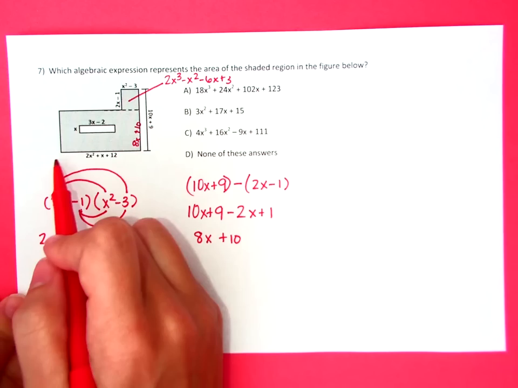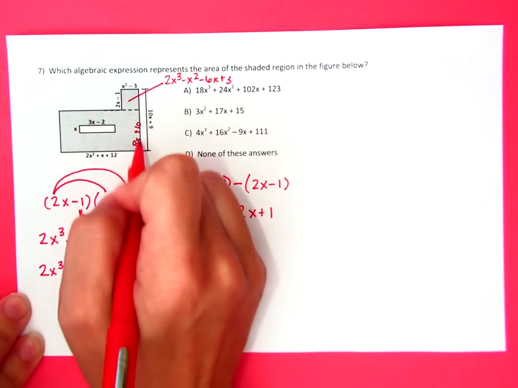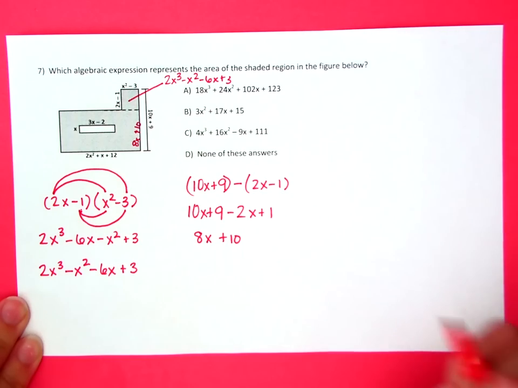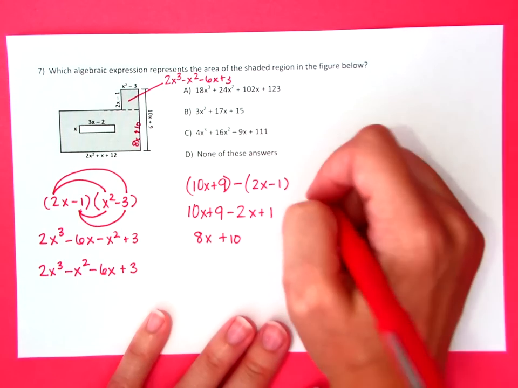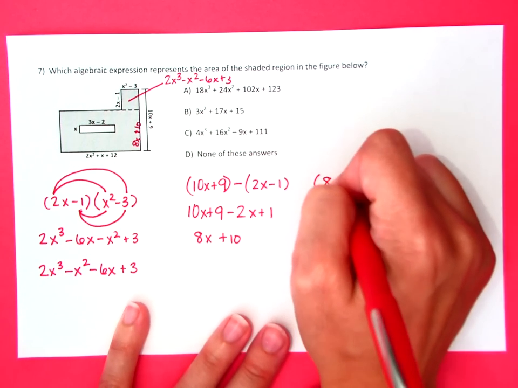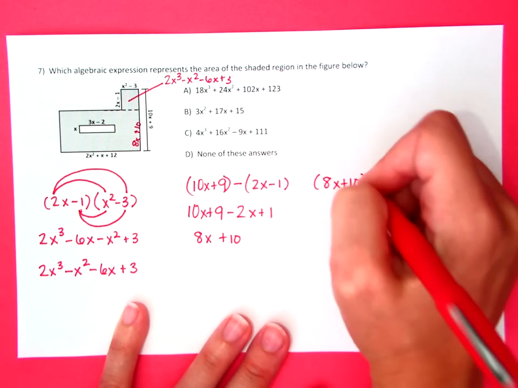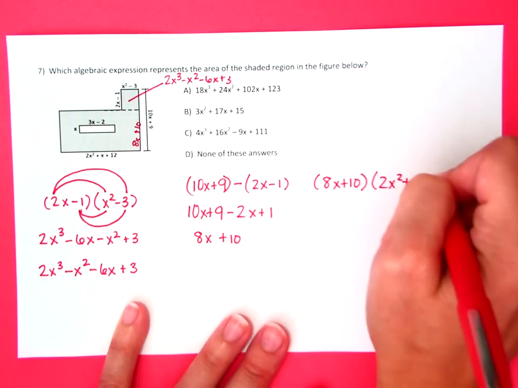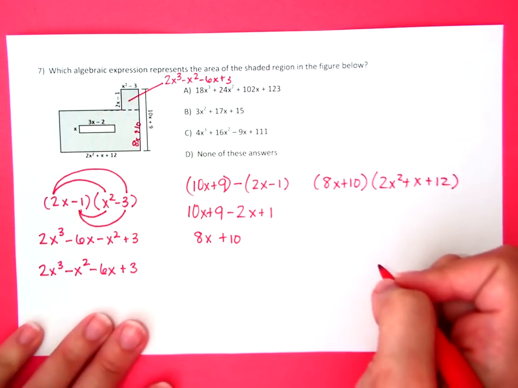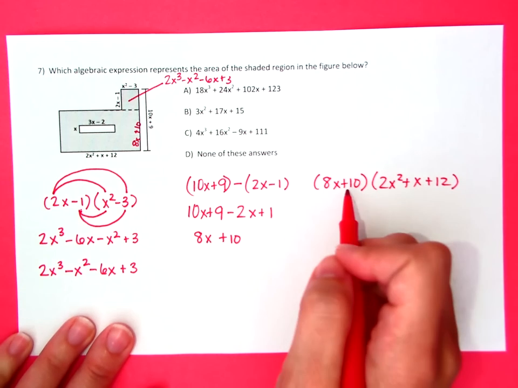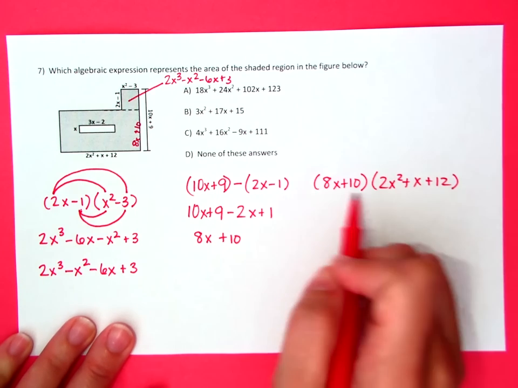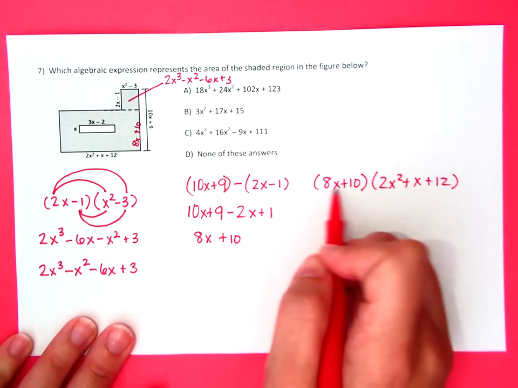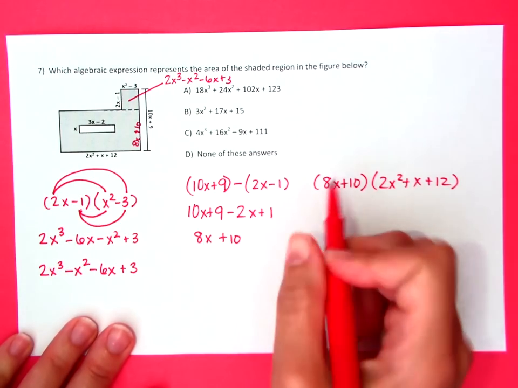Now I've got my length and my width. So what I need to do is now multiply these two together. This is going to be a much bigger problem. I have 8x plus 10 times 2x squared plus x plus 12. The reason this is going to be a bigger problem here is now I have a binomial times a trinomial. When you're multiplying these together, you need to split the first polynomial. In this case, we're going to split the binomial.